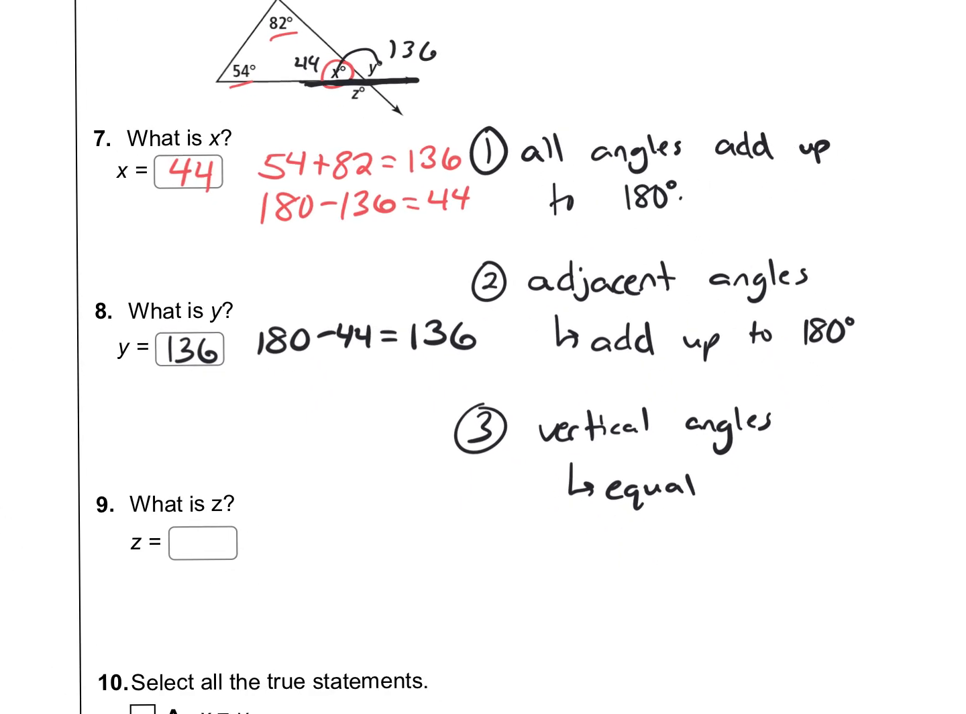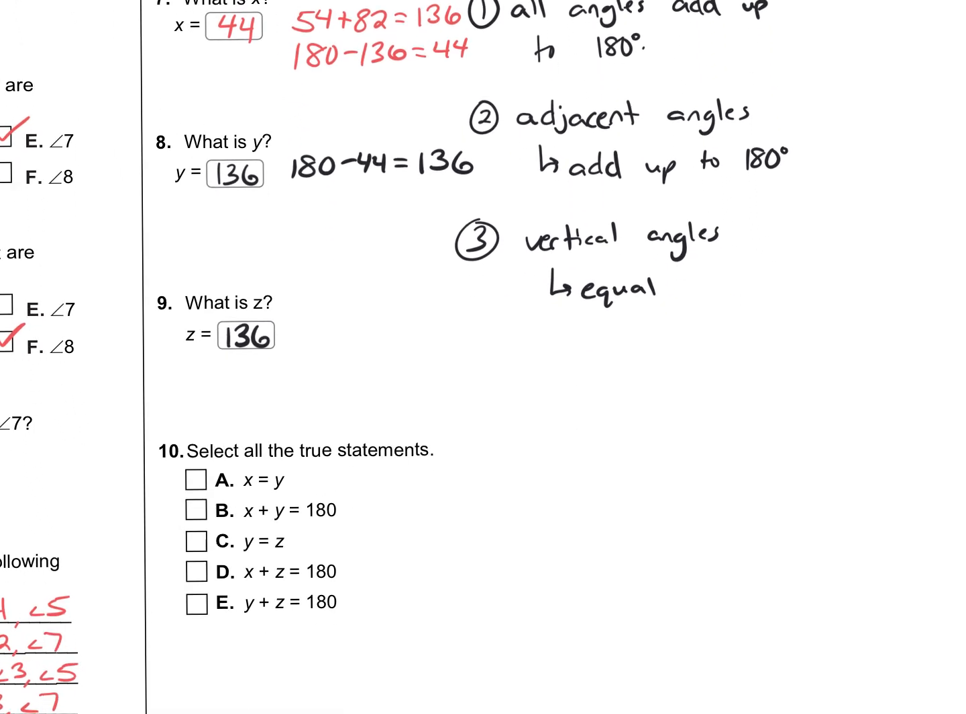It's vertical to Y. Yep, they're vertical, so vertical means they are the same. I could have also compared it to X. What do I know about X and Z? They're adjacent to each other, so I could do that same relationship we did on Y. Good. Okay, once you have those answered, number 10 should be pretty easy for you.